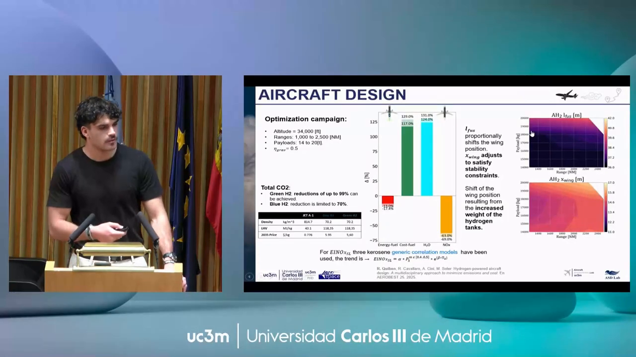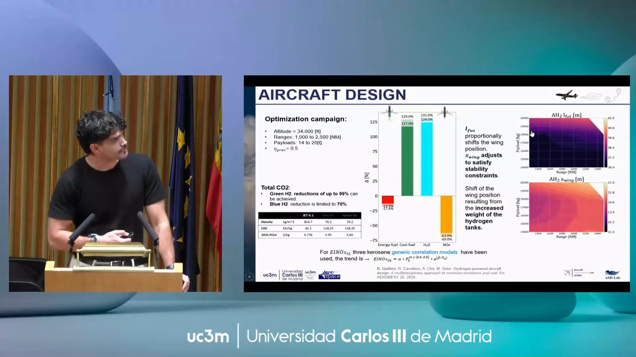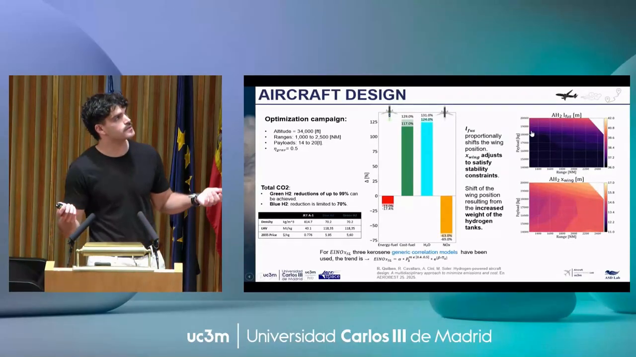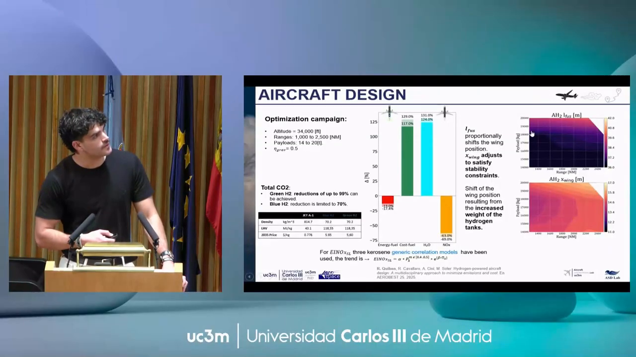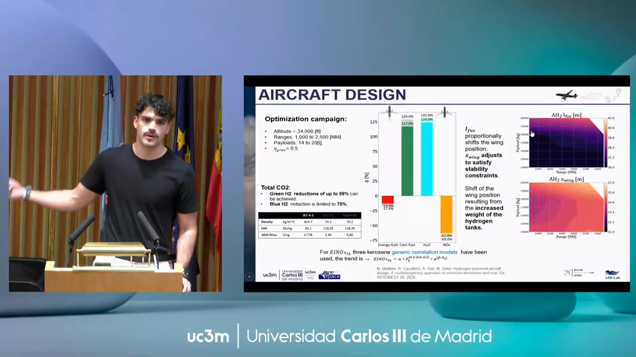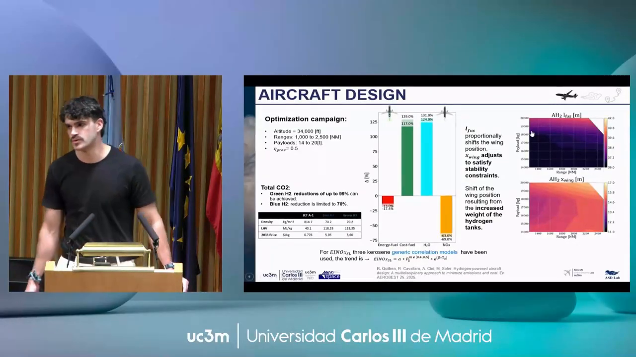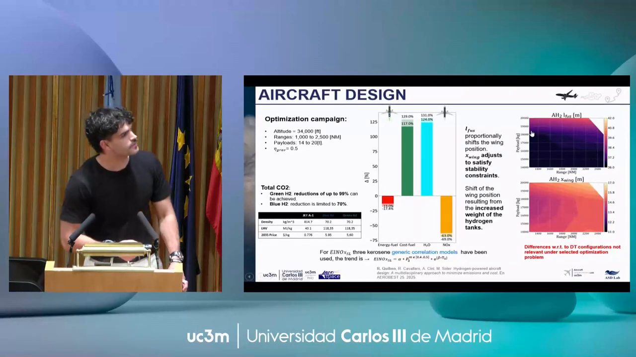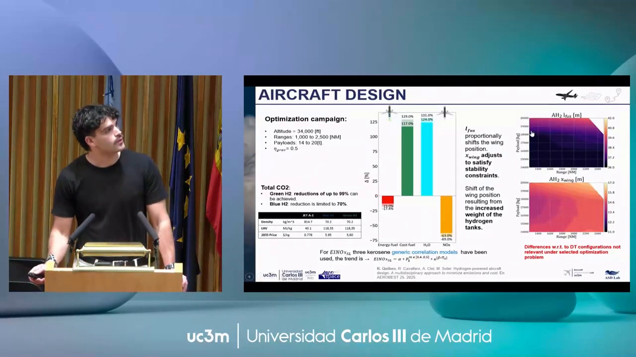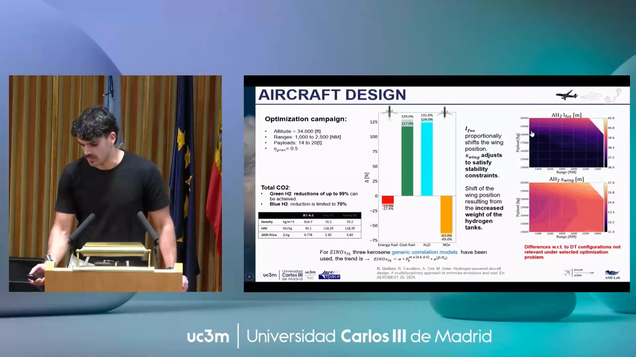Talking about the sizing, we can see that the plane itself is being stretched, is getting longer as soon as we reach higher payloads in order to have a space for both the payload itself and the tank. And also that the wing is being shifted afterwards to compensate this increasing weight on the back part of the plane without losing stability. I didn't include here results for the double tank configuration because they were not really relevant under the selected optimization problem.